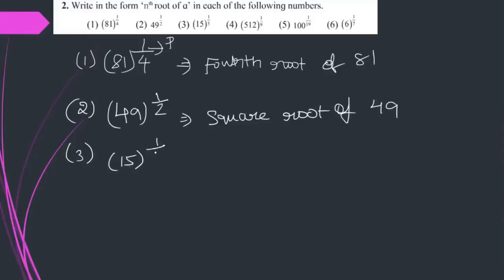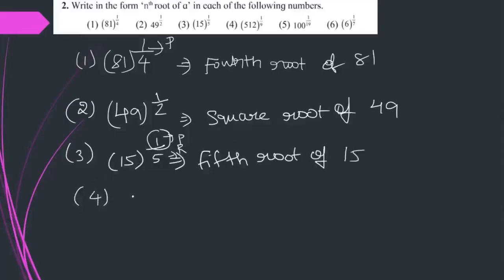What is the third answer? 15, 1 upon 5. How can I write this one? Fifth root of 15. You may have a doubt about why I'm not writing the power. Because the power is 1, you don't need to mention it. So fifth root of 15.